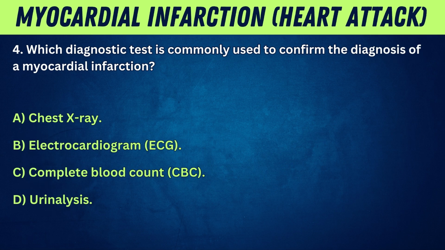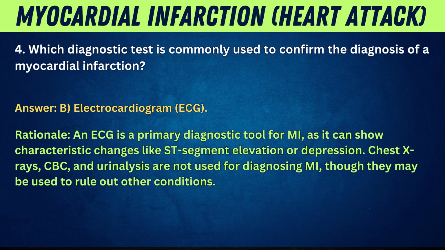4. Which diagnostic test is commonly used to confirm the diagnosis of a myocardial infarction? A. Chest X-ray. B. Electrocardiogram, ECG. C. Complete blood count, CBC. D. Urinalysis. Answer: B. Electrocardiogram, ECG. Rationale: an ECG is a primary diagnostic tool for MI, as it can show characteristic changes like ST segment elevation or depression. Chest X-rays, CBC, and urinalysis are not used for diagnosing MI, though they may be used to rule out other conditions.